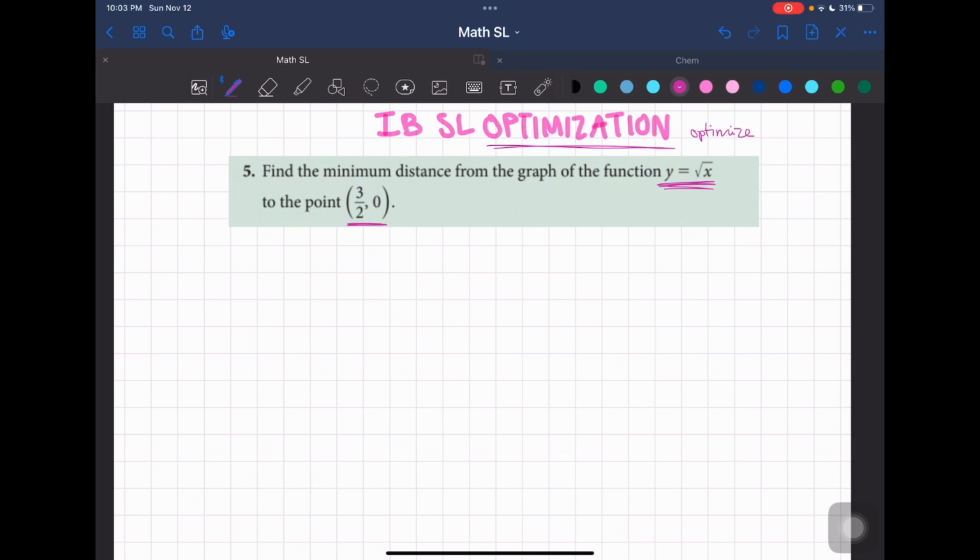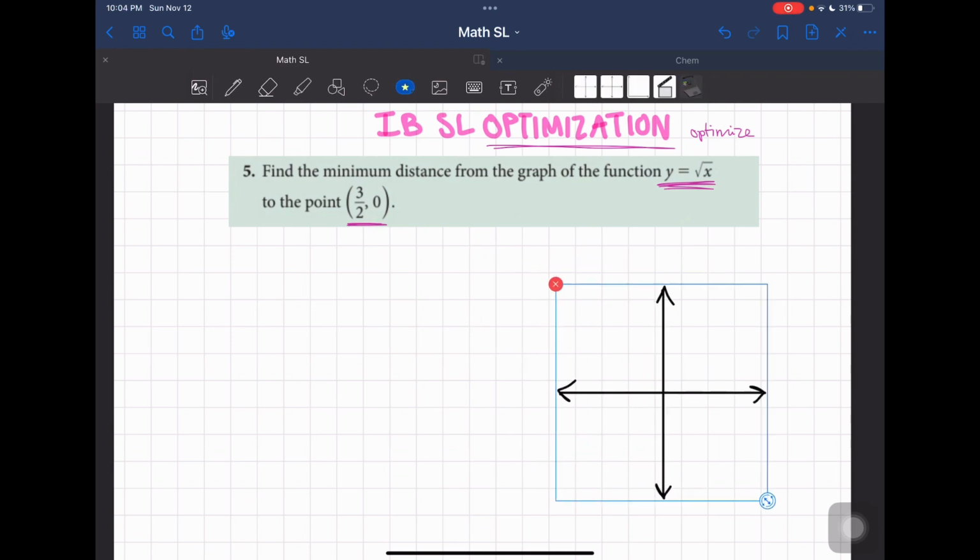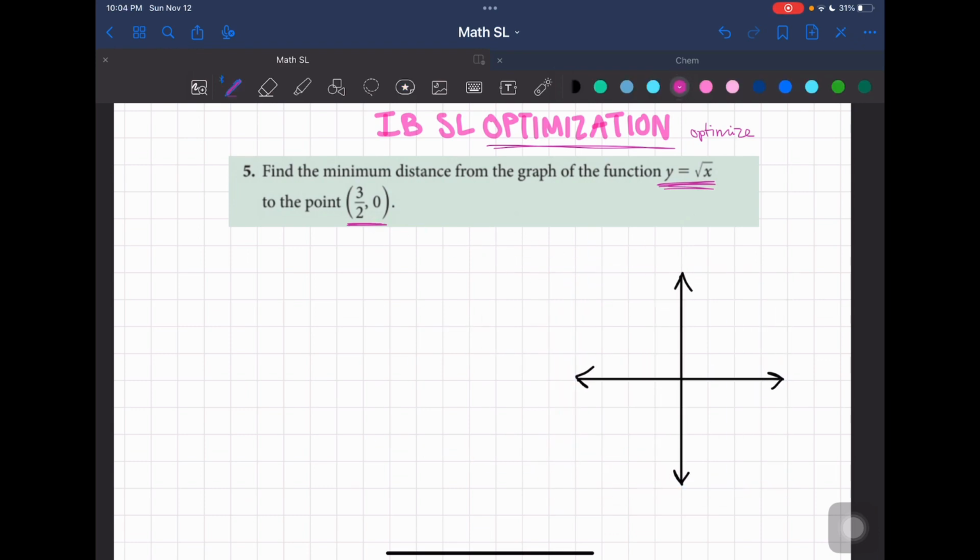So in this problem, we're going to predict that we have a graph. Okay, let's draw that graph out. So here's our coordinate plane. And our graph is going to look something like this. Square root of 1 is 1, square root of 2 is something over here, square root of 3 is something over here, square root of 4 is 2. So we're going to have something like this. Yeah, so that's going to be our square root graph. This is going to be y equals square root of x.